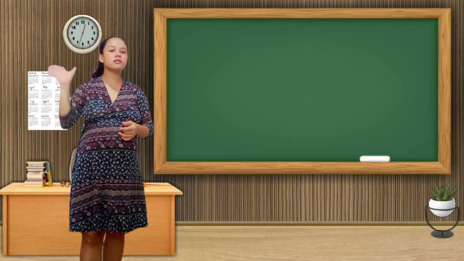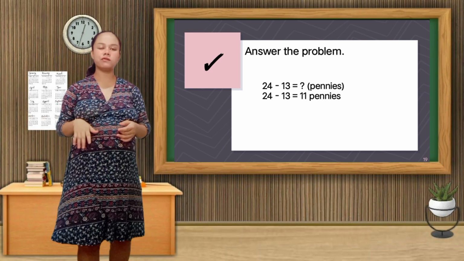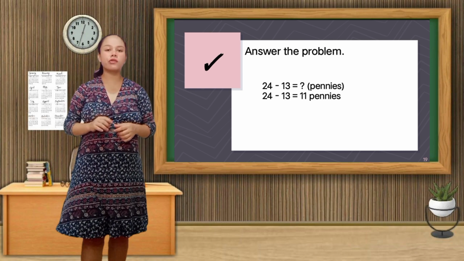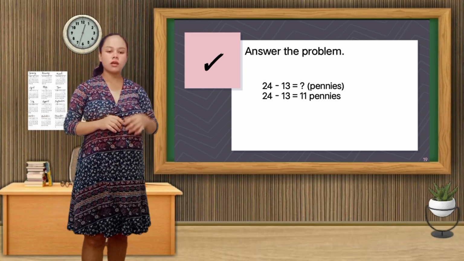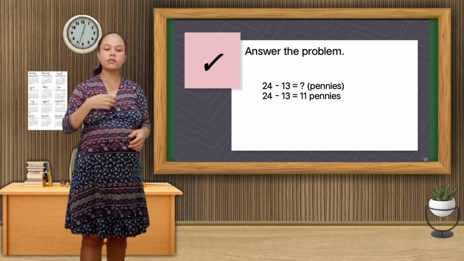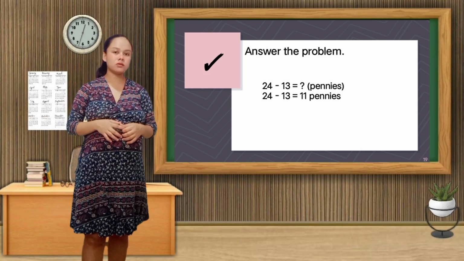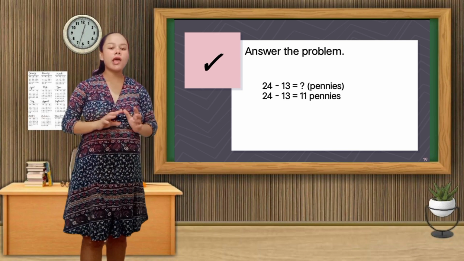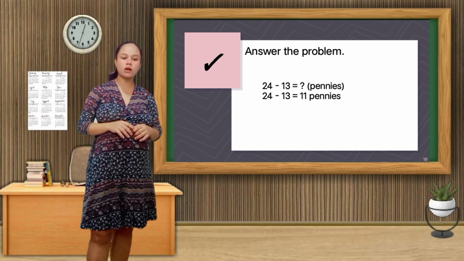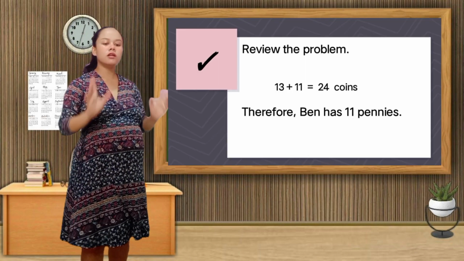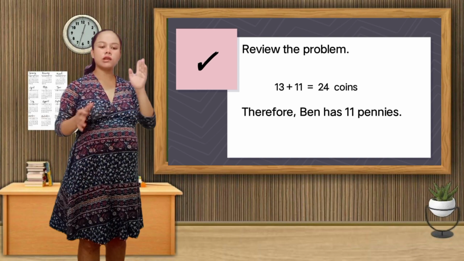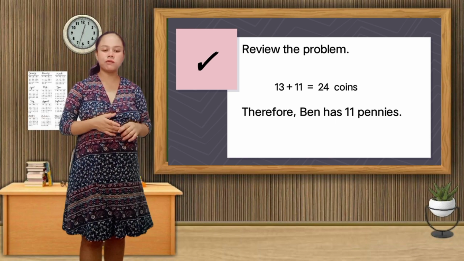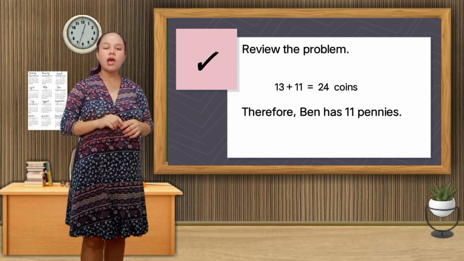So, the next step is to answer the problem. So, we have 24, the total coins, minus 13, which is the quarters, and that is equal to the pennies, which is 11. So, 24 minus 13 is equal to 11 pennies. So, the next step is to review the problem. We have 13 plus 11 is equal to the total of coins, which is 24. So, therefore, Ben has 11 pennies.